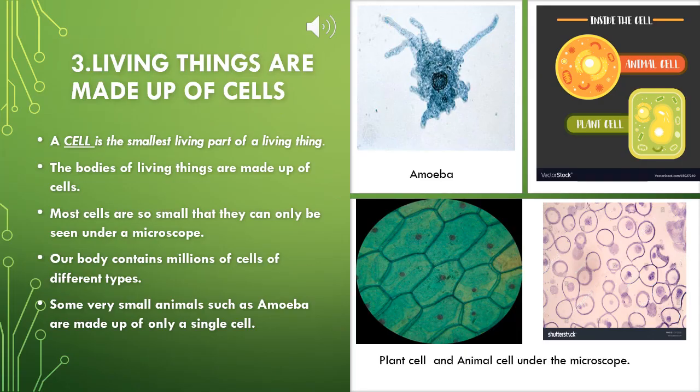Now, the third point, living things are made up of cells. Now, what is a cell? A cell is the smallest living part of a living thing. The bodies of living things are made up of cells. Most cells are so small that they can only be seen under a microscope. Our body contains millions of cells of different types. Some very small animals, such as amoeba, are made up of only a single cell.